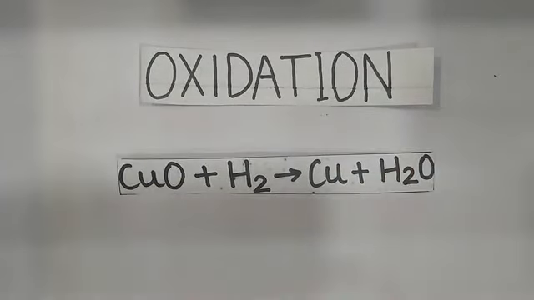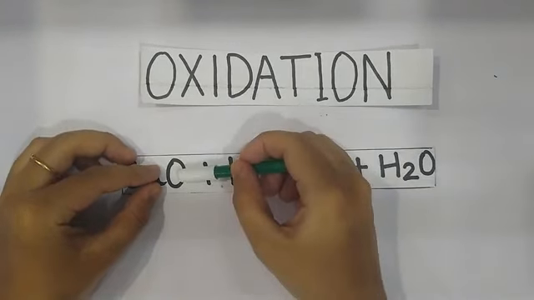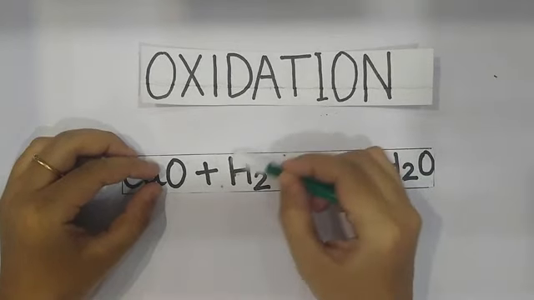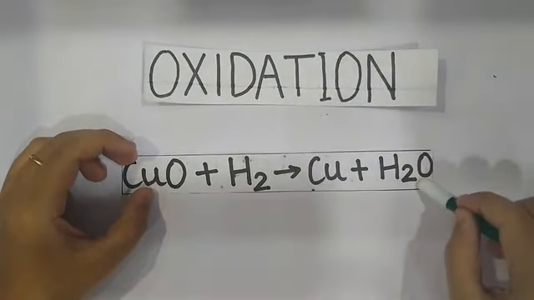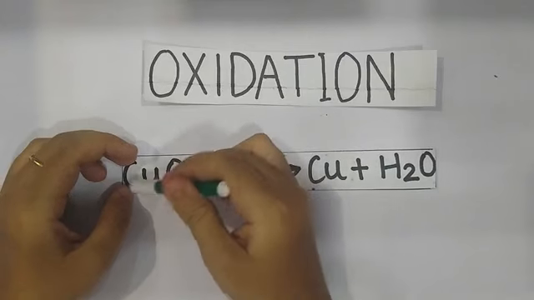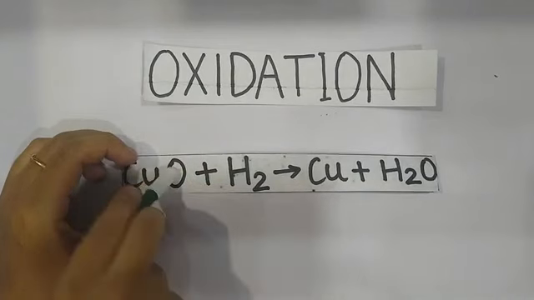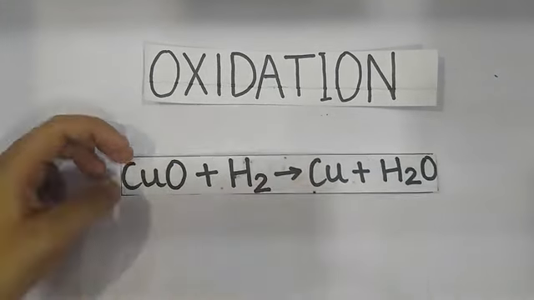Now here we have another example where CuO, copper oxide, reacts with hydrogen to give us Cu and H2O. Now H gets added with oxygen to give us water. Alright. So H, hydrogen, is undergoing oxidation. So if hydrogen is undergoing oxidation, then what happens to the copper? Copper is not undergoing oxidation. You see, it is getting rid of the oxygen atom. So what exactly is happening to copper?